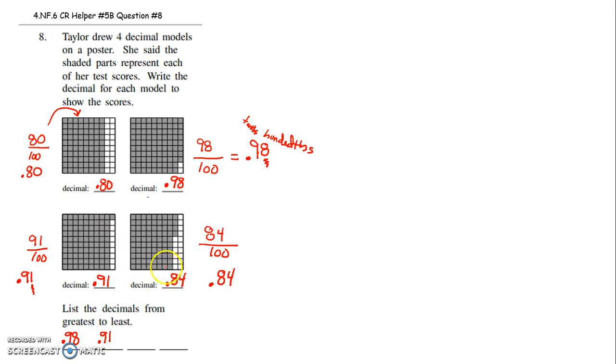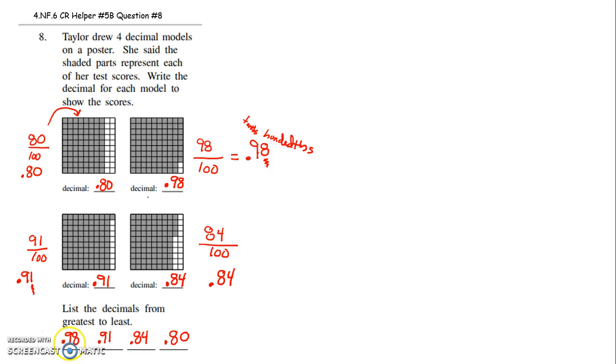Now I look at these two. Ooh, getting 84 out of 100 correct is better than getting 80 out of 100 correct. So 0.84, that would be like 84 cents. And finally, an 80 is pretty great too. That would be like 80 cents. So there we have it from greatest to least.